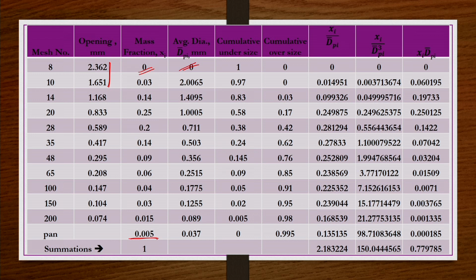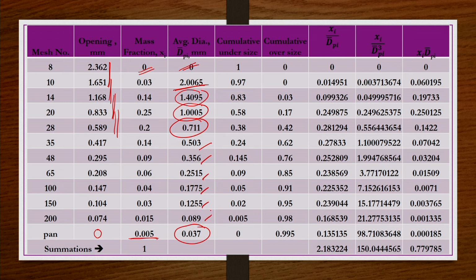Next, the Dp bar for the second row is the average of these two values, that is 2.362 plus 1.651 divided by 2, which gives 2.0065. Likewise, this Dp bar is the average of these two, this one the average of these two, and this one the average of these two numbers. Likewise, you construct all of them. Let us say this Dp bar 0.037 you get by taking half of this one, because for the pan the opening is 0. So 0 plus 0.074 divided by 2 is 0.037. Like that, all the Dp bars can be included here.